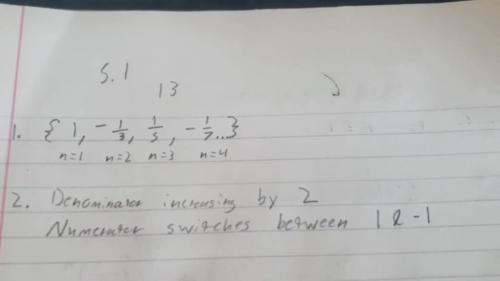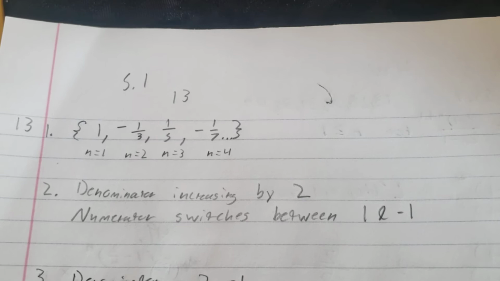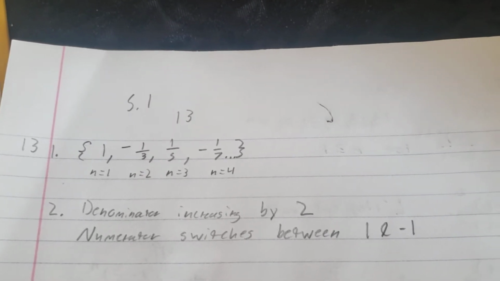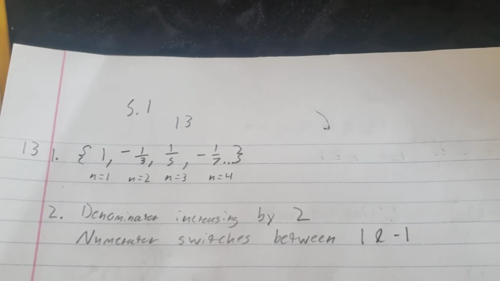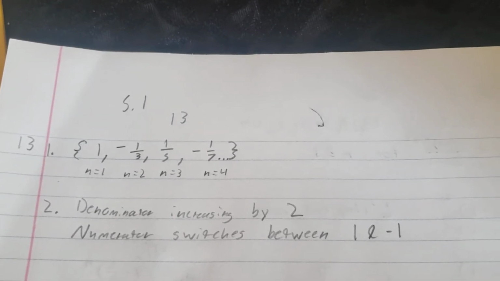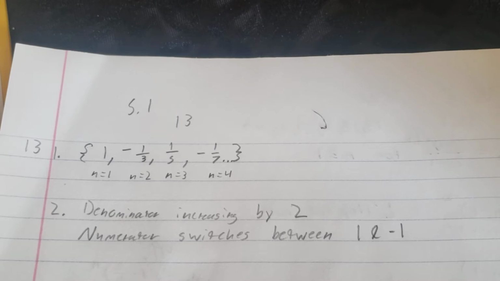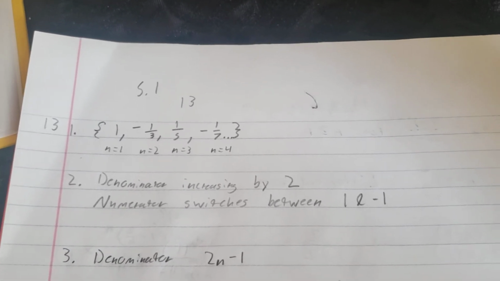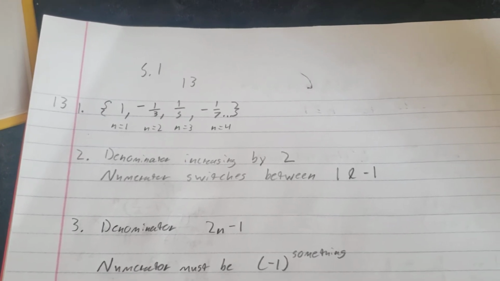Your first step is to look at your denominator and your numerator separately and see how they change. In this case, it's clear that your denominator is increasing by 2 every time, whereas your numerator is switching between 1 and negative 1. Now, let's try and get separate formulas for your numerator and your denominator.